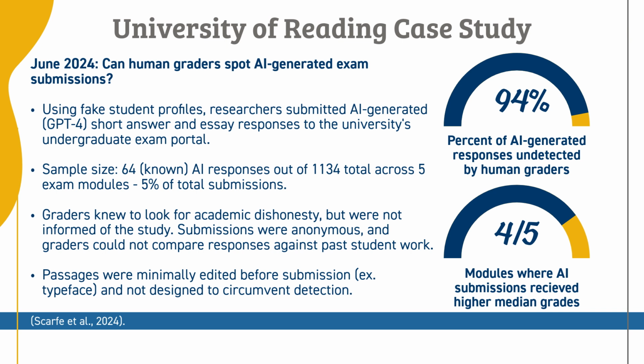The graders knew to be looking for academic dishonesty. They knew that AI was a thing that they needed to be aware of. There were procedures in place. They had been trained. They didn't know the study was happening. These were not edited submissions. There was no effort made to try to hide that this was AI generated. 94% of the AI generated responses went undetected by human graders, and in 4 out of 5 of the modules, the AI generated responses received higher grades on average than students.